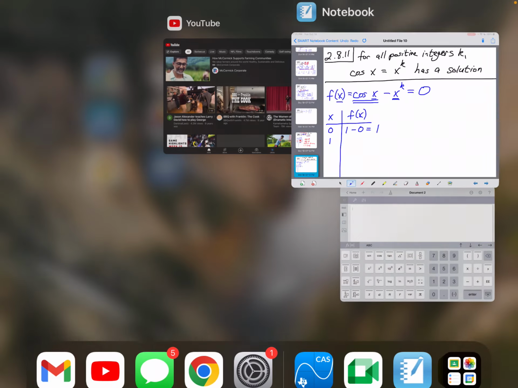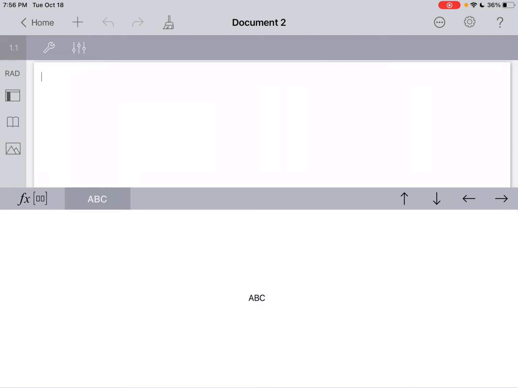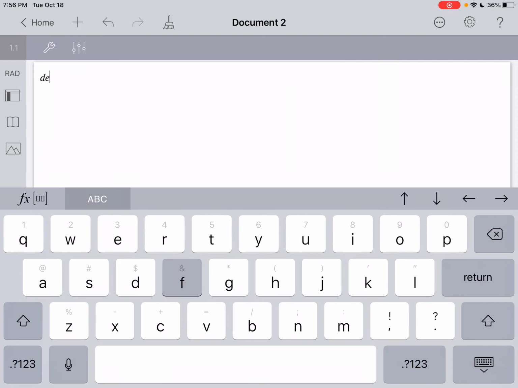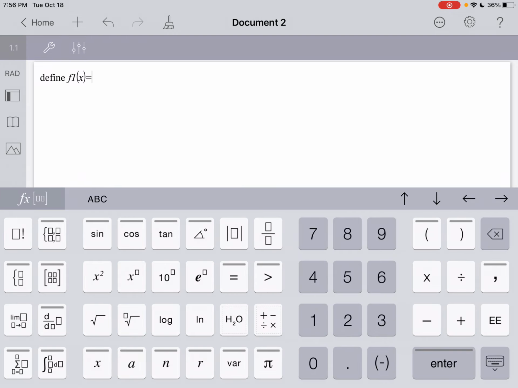So I'm on my iPad that has the Inspire app. Let's see if we can make this work out. I'm going to go ahead now and define the function right here. I'm going to call this f1 of x. And we're going to let that equal the cosine of our angle, which is x, and then minus x raised to a power. And this is where I'm actually curious, guys, how your calculator would handle this or not.